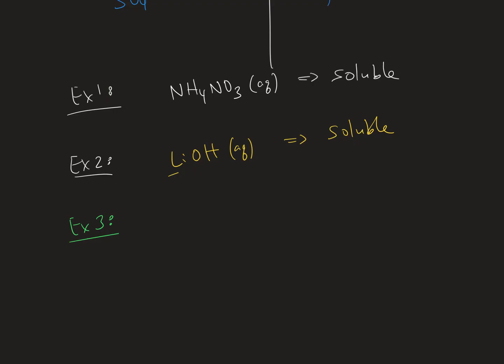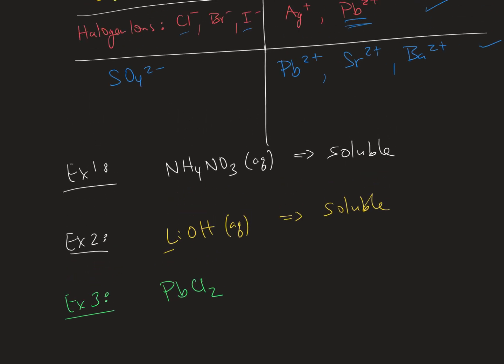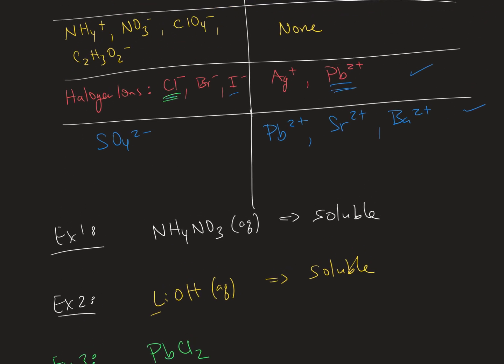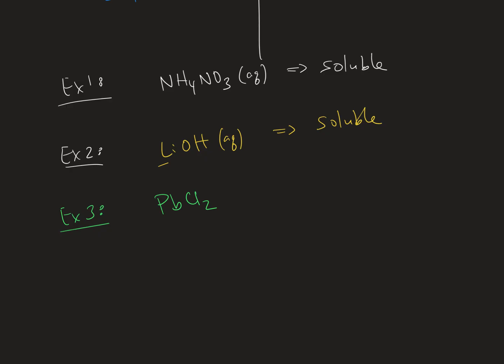Next one is PbCl2. What is it? That's insoluble because chlorine is insoluble with those exceptions. Normally it's soluble, but it has Pb2+. So how do we mark that it's insoluble? A solid, just like we saw in the experiment. So that's insoluble.